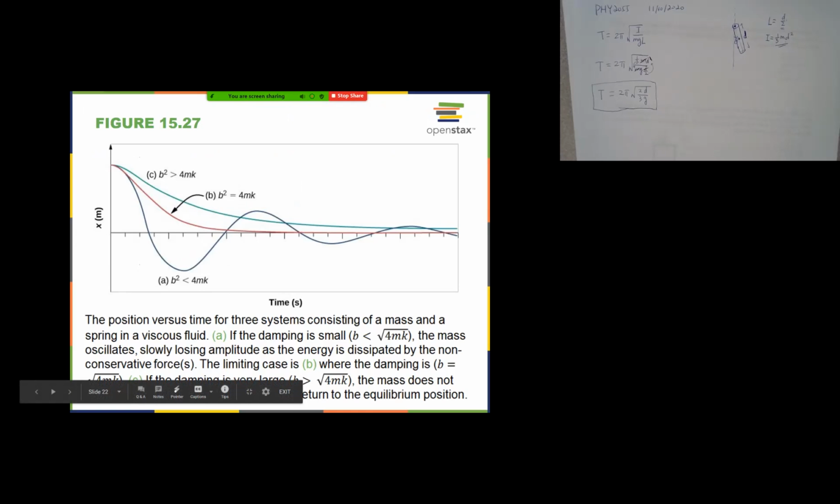So if b is small, so that b squared is less than 4mk, then you will still have a kind of oscillation like that: the cosine function, but the amplitude dies out. If b squared equals 4mk, then it dies down quickly. And if it's greater than 4mk, then it also dies out quickly, but not as much as the previous case. So it depends on how strong your damping factor is.